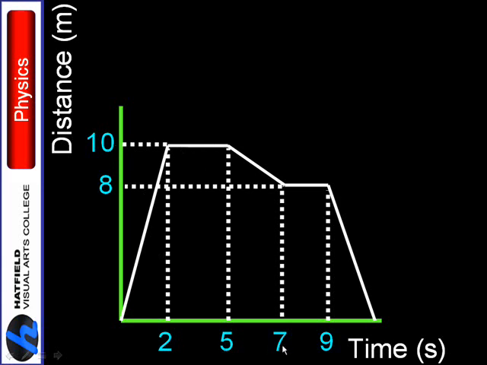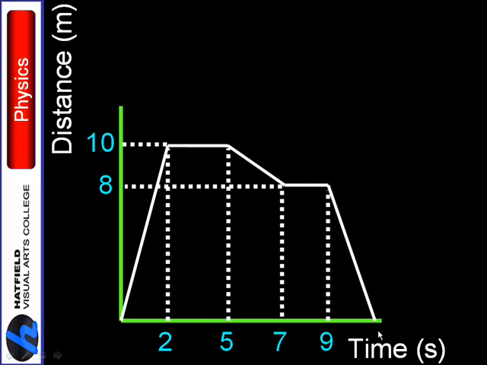Between 5 and 7 seconds, the car reverses from 10 meters to 8 meters, showing that it has reversed 2 meters. Between 7 and 9 seconds, the car is stood still at a distance of 8 meters away.